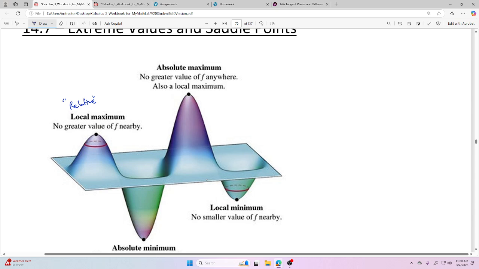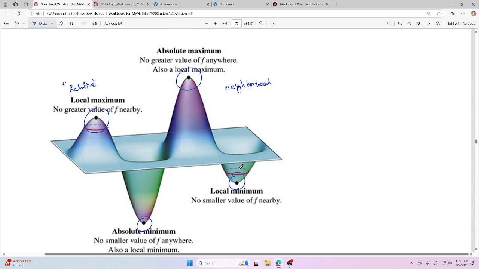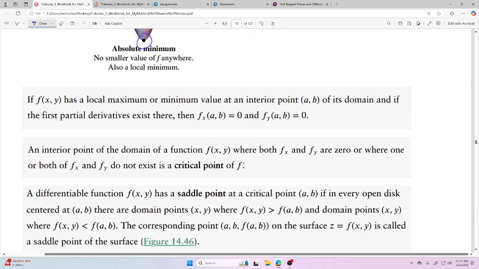How do you define what a maximum is? It's no greater than anywhere else around it. That zone around it is called a neighborhood, and that is an actual math name. So we're looking for the highest point in the neighborhood, the lowest point in the neighborhood. Yeah, it's a real math term. Basically, what would be the top of a hill or the bottom of a valley? Where would water pool up? It doesn't have to be the bottom of the ocean. It could be just a little lake, right?